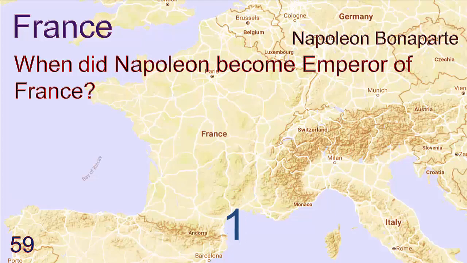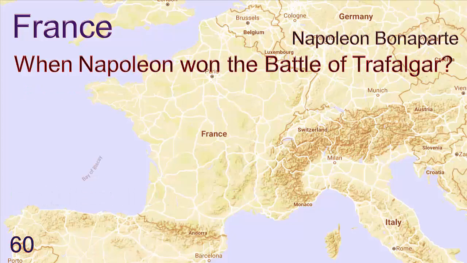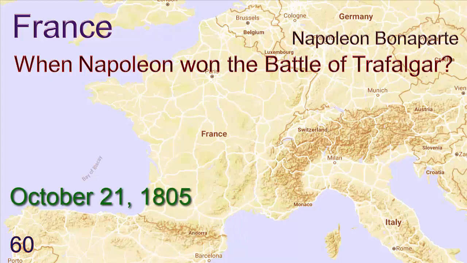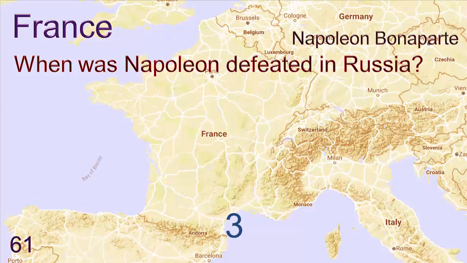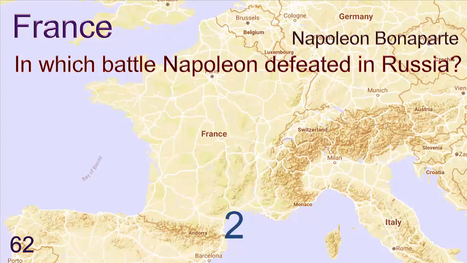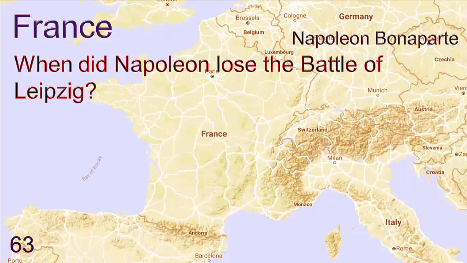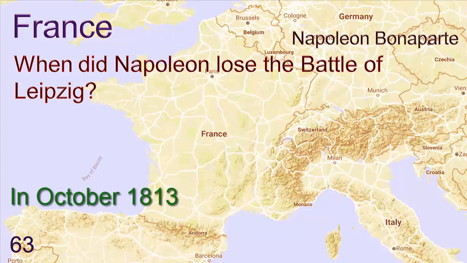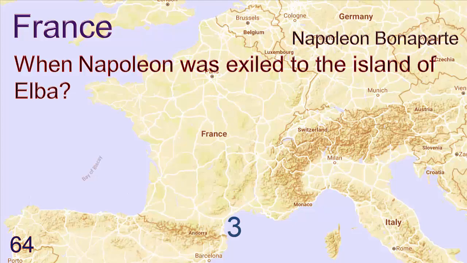When did Napoleon become emperor of France? In 18th May 1804. When did Napoleon win the Battle of Trafalgar? October 21st, 1805. When was Napoleon defeated in Russia? On June 24, 1812. In which battle was Napoleon defeated in Russia? The Battle of Borodino. When did Napoleon lose the Battle of Leipzig? In October 1813.